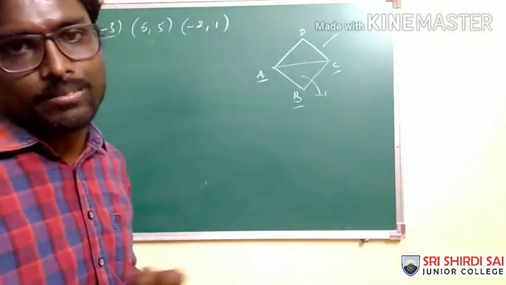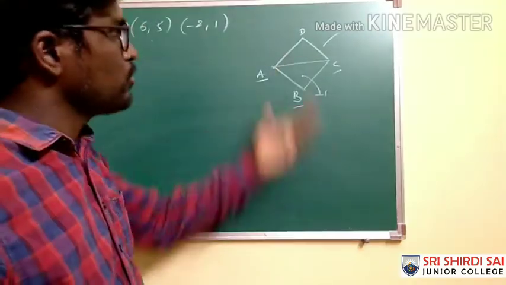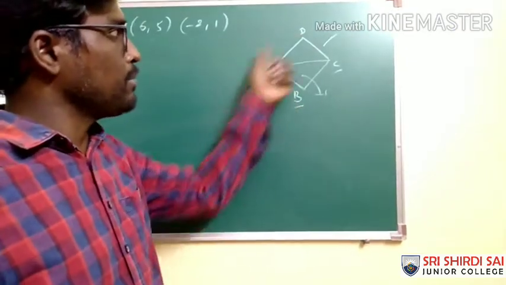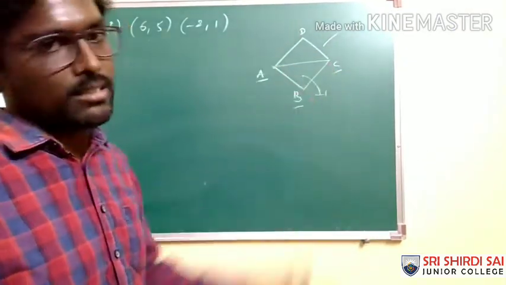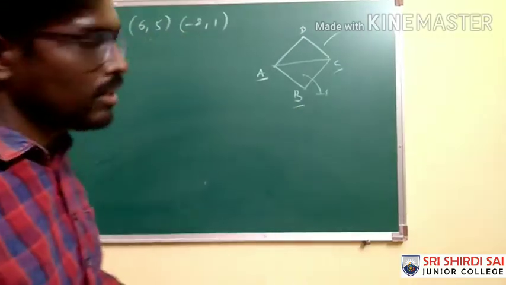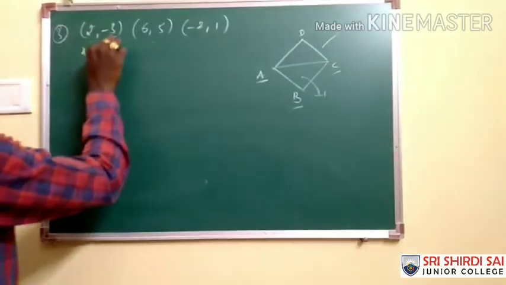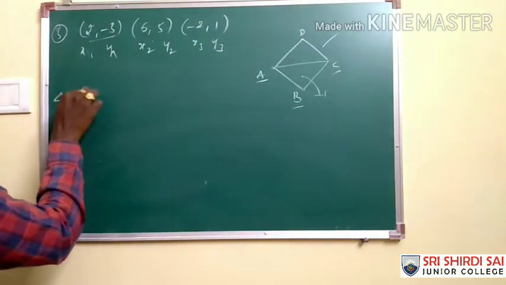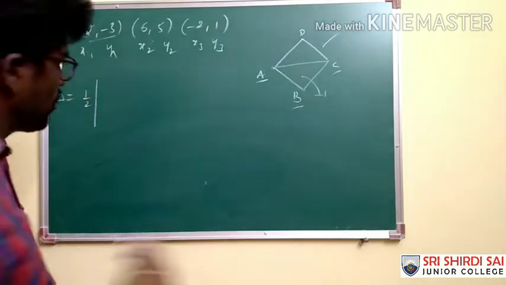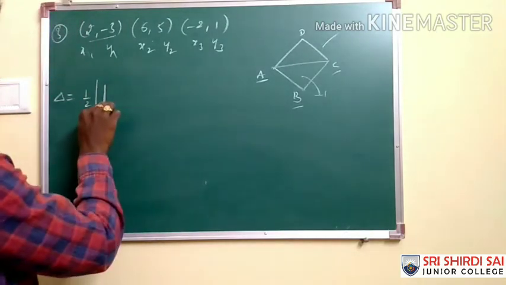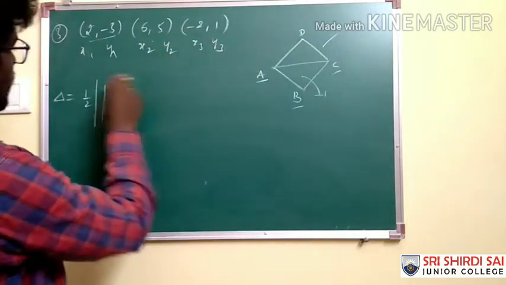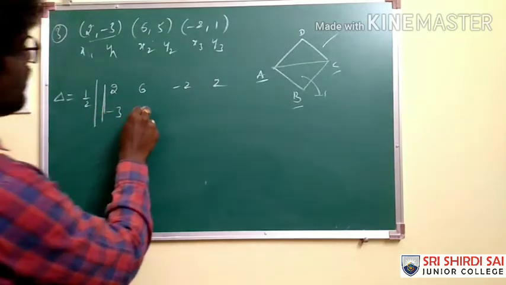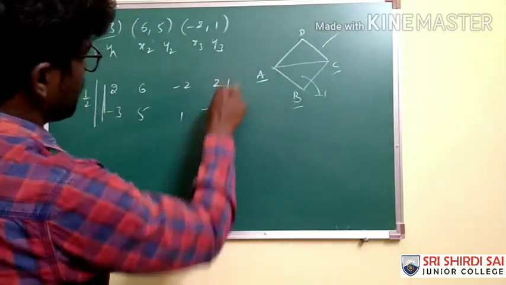How can we do? We think, since it is a rhombus, it is going to divide the entire figure into 2 equal parts, and hence area of ABCD is equal to 2 times the area of ABC. Here we are already given the coordinates of ABC. Let's calculate the area. x1 y1, x2 y2 and x3 y3. So what is area? Half mod det. What we are taking? x1, x2, x3, x1 means 2, 6, minus 2, 2, minus 3, 5, 1, minus 3.